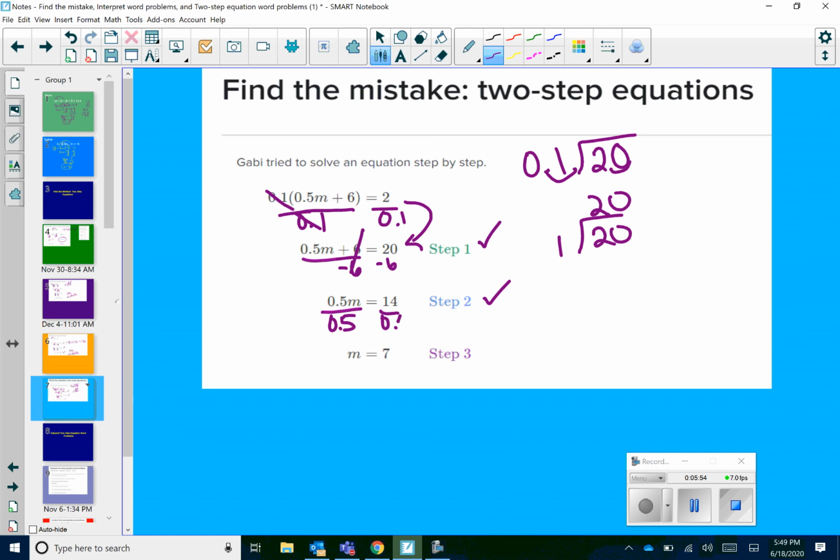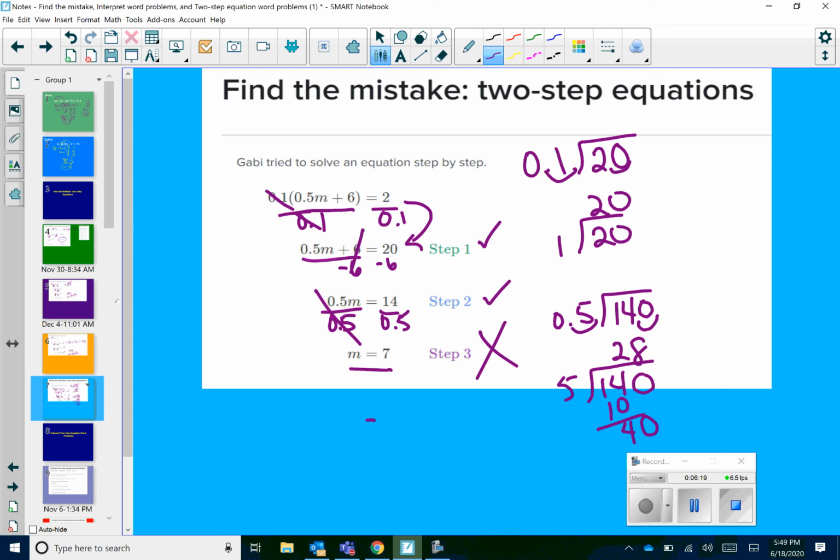Next, we're going to divide both sides by 0.5. So I'm going to set up a second division problem. I've got to scoot my decimal over there, which means I scoot it there. So really we're doing 5 into 140. 5 goes into 14 2 times, and that's going to leave me with 28. Well, look at what they got. So clearly there's a mistake with step 3. So step 3 is where the mistake happens.